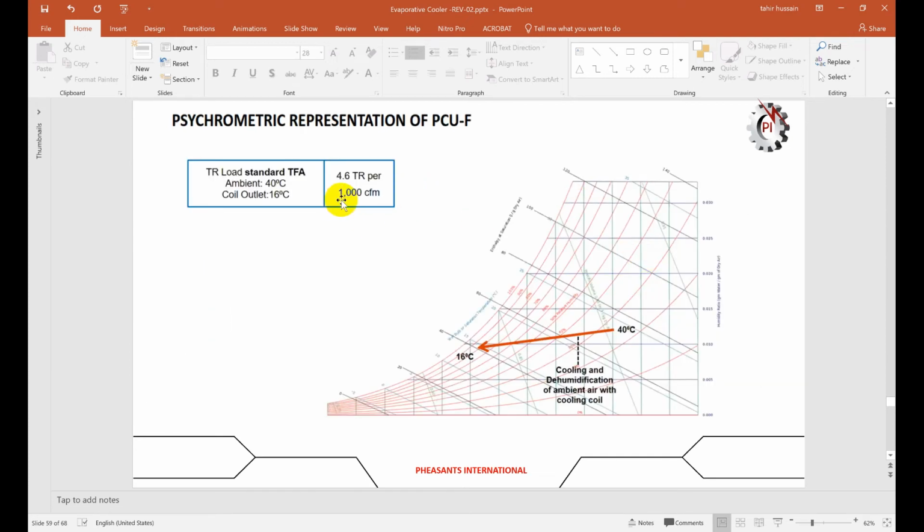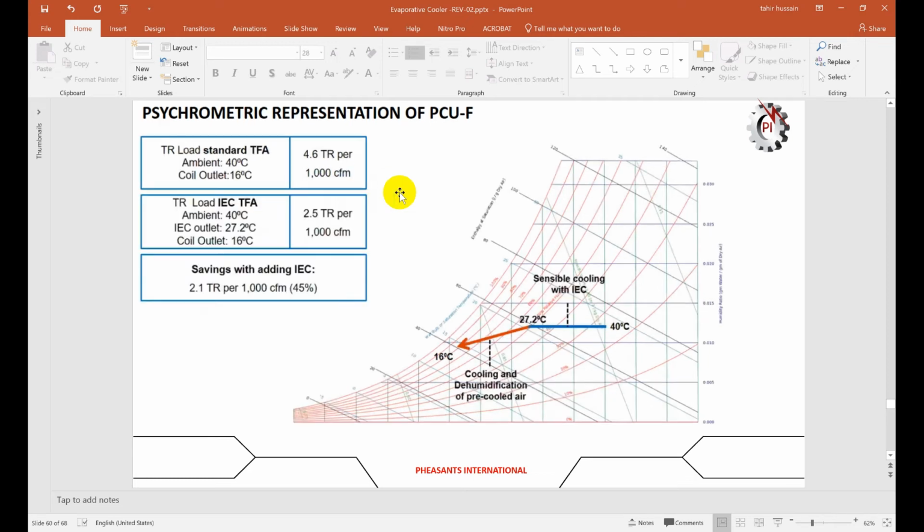Suppose we have 1000 CFM at an ambient condition of 40 degrees centigrade, and we want to bring the temperature to 16 degrees centigrade. We need 4.6 tons of refrigeration with conventional air conditioning to bring the 1000 CFM from 40 to 16 degrees centigrade. But if we use the IDEC system, we can bring the temperature from 40 to 27.2 sensibly.